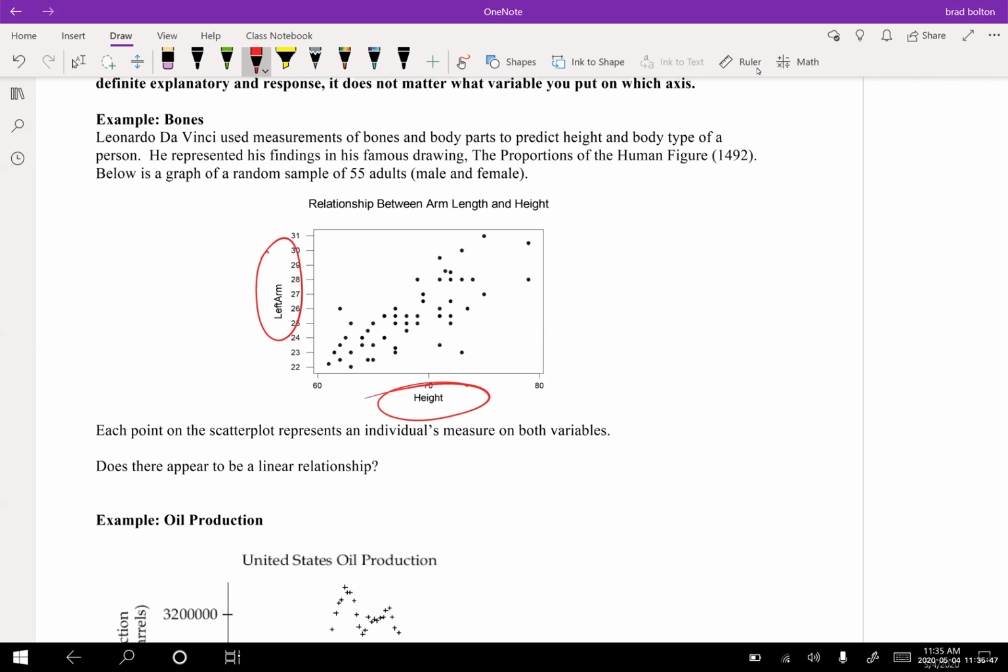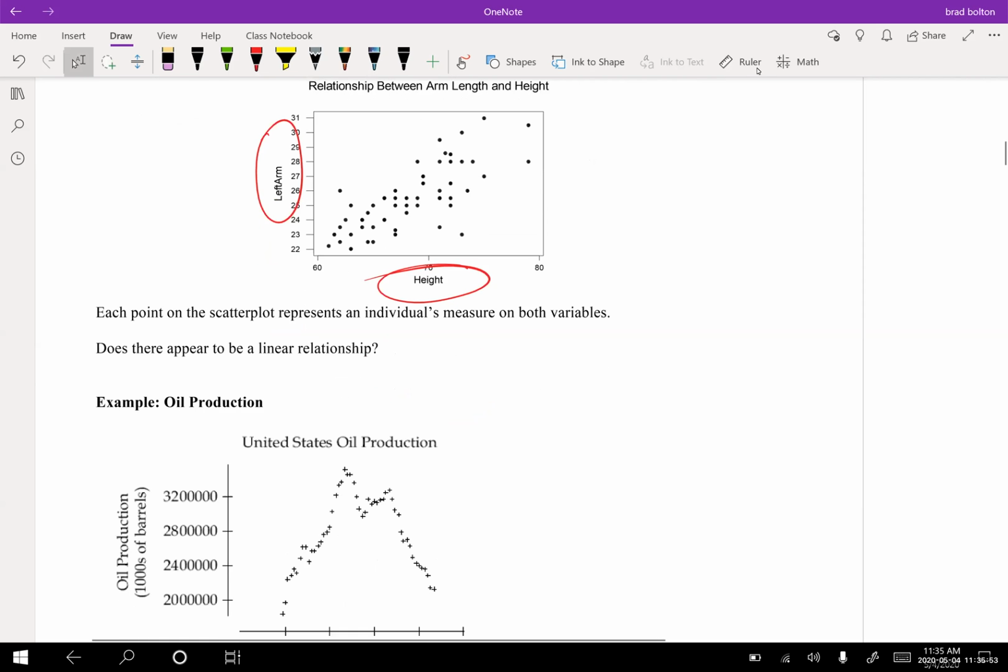So it says each point on the scatter plot represents an individual's measure on both variables. Does there appear to be a linear relationship? So if I wanted to, I could draw a line right through there, right? And that would seem to be a decent line that kind of averages out all the points. But again, it's kind of subjective. That's a little bit of the problem with this, is how good of a linear relationship is that? Well, I feel like it's a little bit linear, but definitely not perfect, and maybe not even super strong. But I do see that there could be some linear relationship there between arm length and height, or height and arm length, okay?